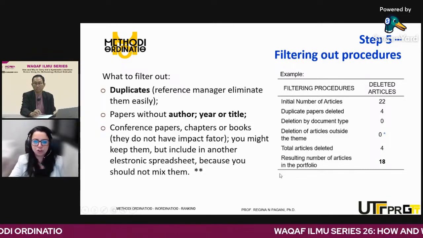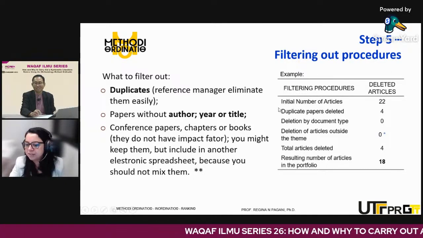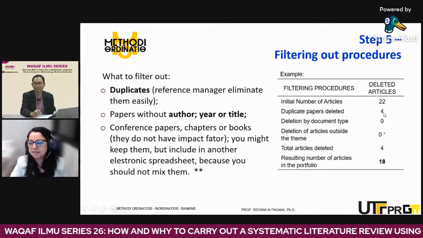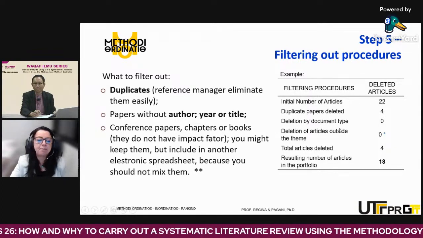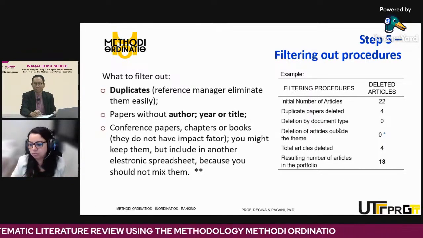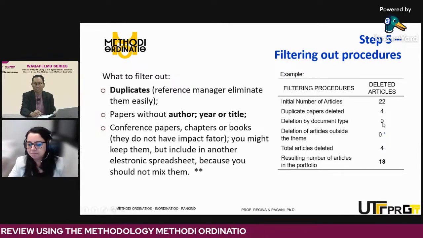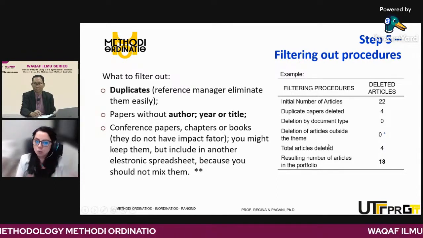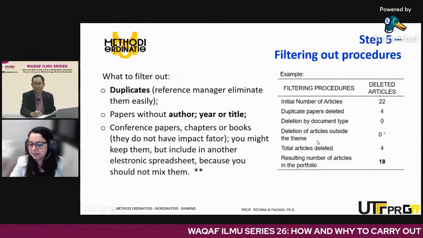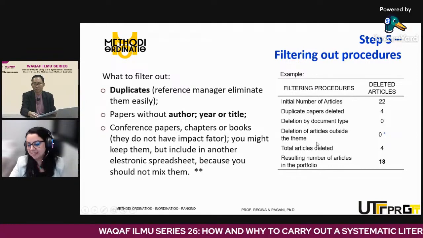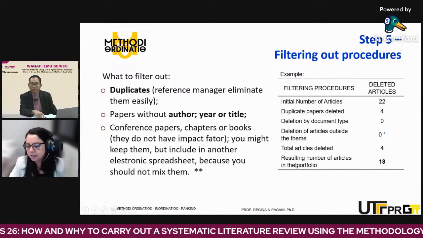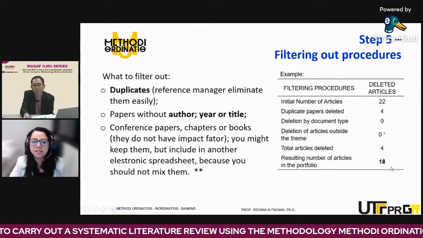See, very nice. My student made it. Filtering procedures. Initial number of papers, 22. Duplicate papers deleted, 4. Deletion by document type, no, she made a very careful syntax so that no books were included. Deletion of articles outside the theme, 0. All of them were inside the theme. Total articles deleted, 4. Resulting number of articles, 18.